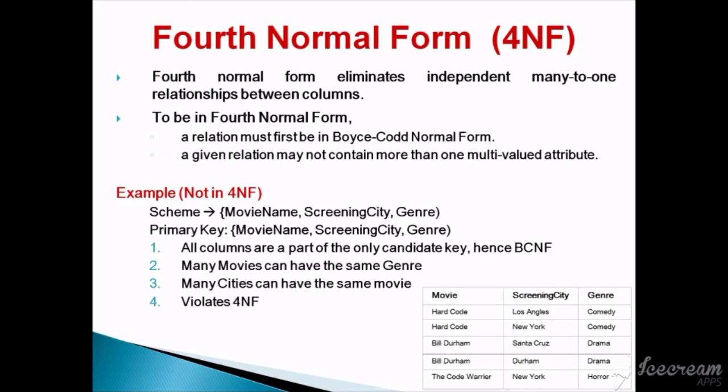Fourth normal form. A relation will be in fourth normal form if it is in Boyce-Codd normal form and it has no multi-valued dependency. Multi-valued dependency means that in a dependency A tends to B, for a single value of A there are multiple values of B existing. This is known as multi-valued dependency. For fourth normal form, we have to eliminate these dependencies.